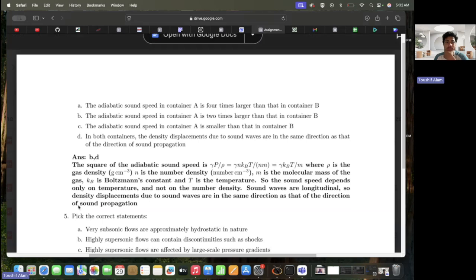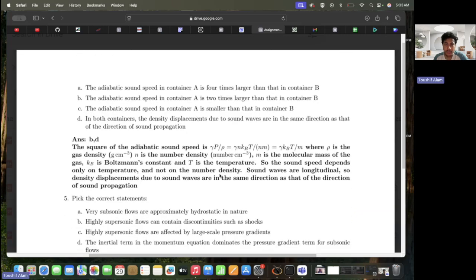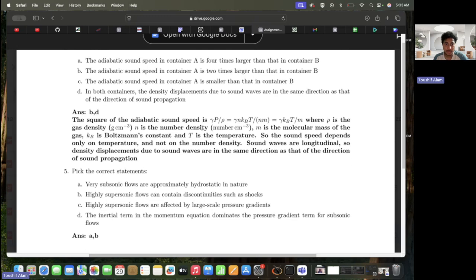Sound waves are longitudinal, so the density displacement due to sound waves is in the same direction as the direction of sound propagation. So that is longitudinal. Option B, that the adiabatic sound speed in container A is 2 times larger than that in container B. In both containers, the density displacement due to sound waves is in the same direction. Because the temperature is 4 times, the square root of 4 is 2.